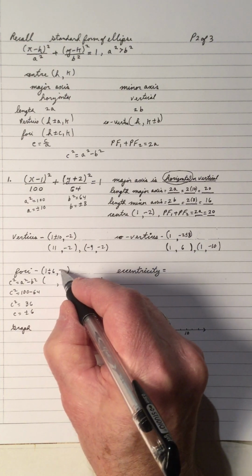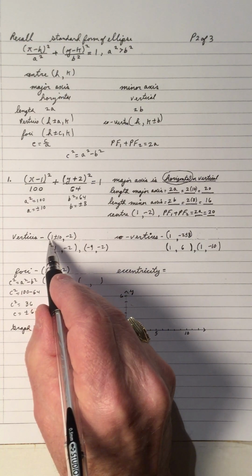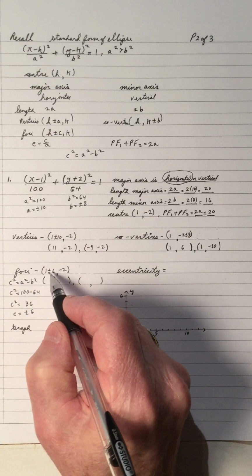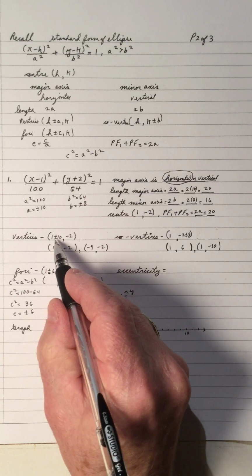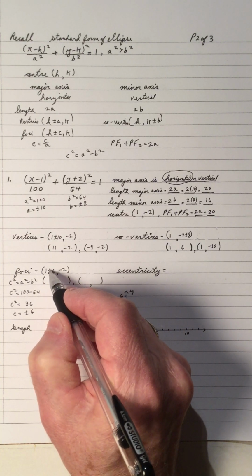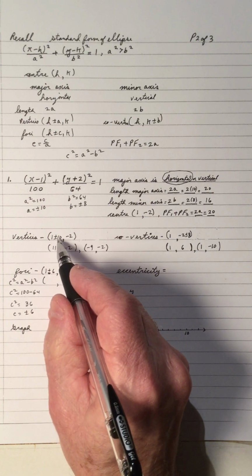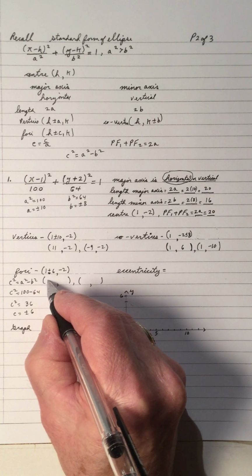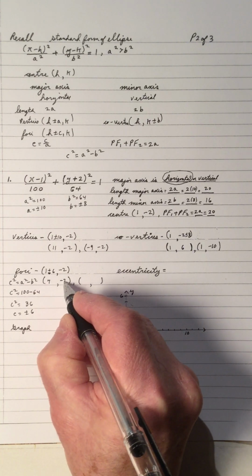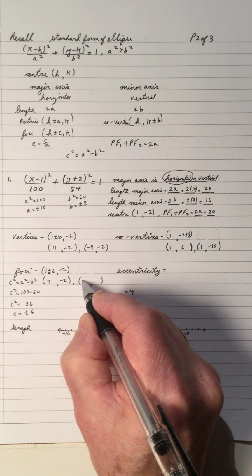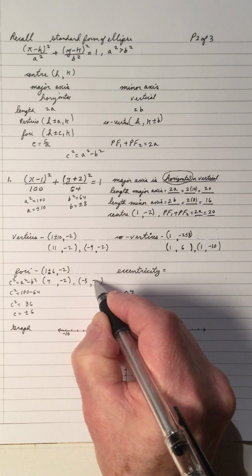And -2. So the vertices is 1 plus or minus 10. The foci is 1 plus or minus 6. Vertices are further out from the center. Foci are in between the center and the vertices. So that gives us 1 plus 6 is 7, -2. 1 minus 6 is -5, -2.